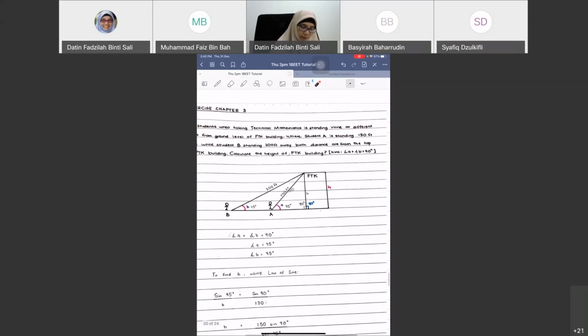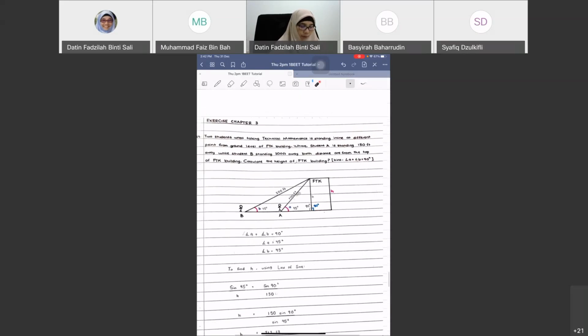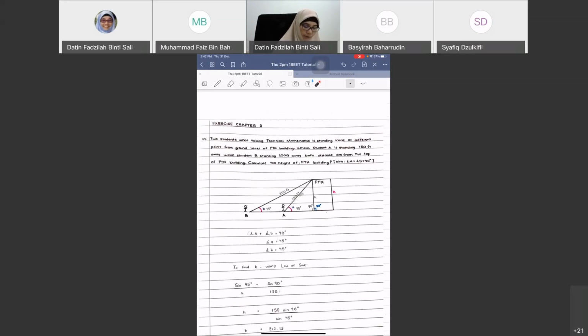Okay, it mentioned here that angle A plus angle B equals 90 degrees. That's a hint.